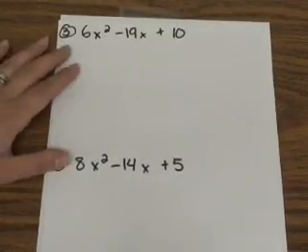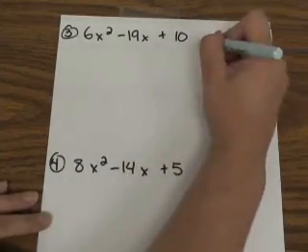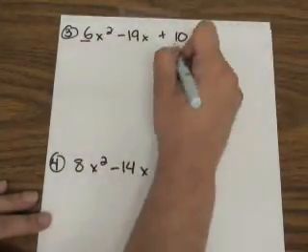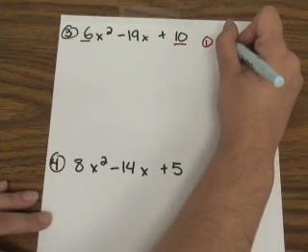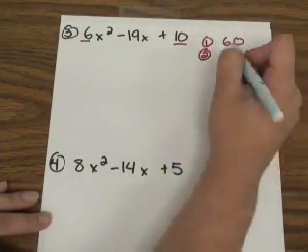I have a few more problems that we can try to work out. They're a little bit bigger. Here we have 6x squared minus 19x plus 10. And again, we want to follow the steps that we were given earlier. The first step says to multiply the first and the last terms. So 6 and 10 give me 60.